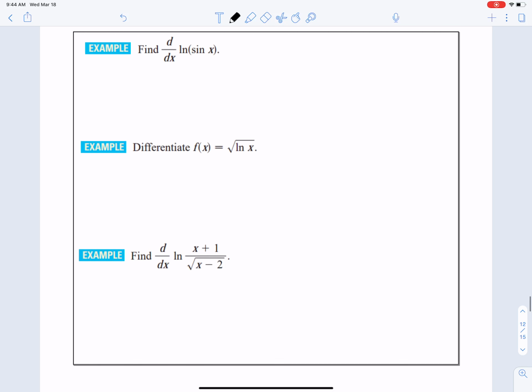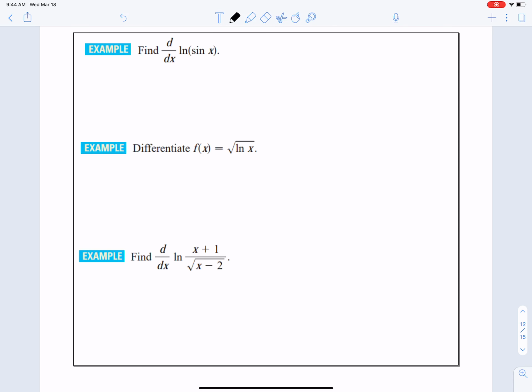Okay, so here's some examples for us to try. The derivative of ln of sine x: 1 over sine x, or 1 over the argument, times the derivative of the inside. The derivative of sine x is cos x, so this result leaves us with cotangent x.